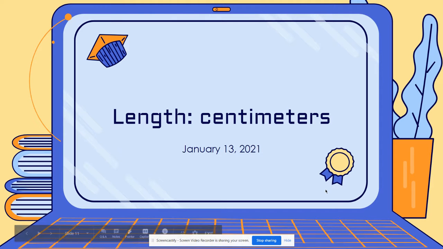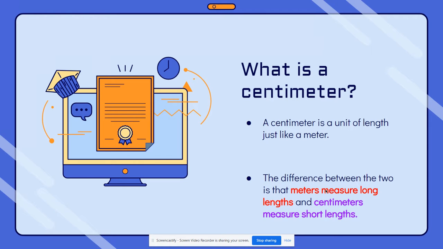So, today we're going to be talking about centimeters. Now, I think it was Monday that we talked about meters, and today we're going to talk about centimeters. Now, what is a centimeter? A centimeter is a unit of length, just like a meter. And remember that length measures distance, it measures how long something is.